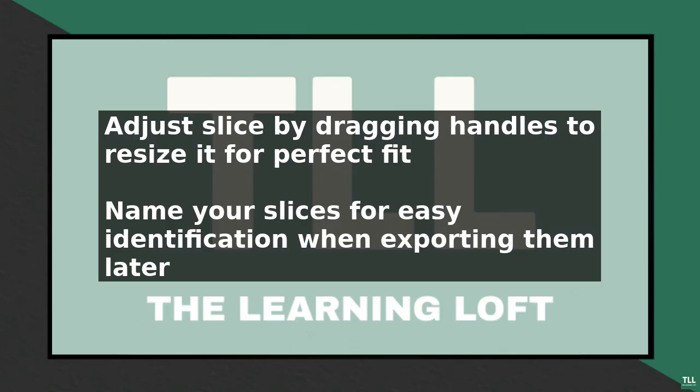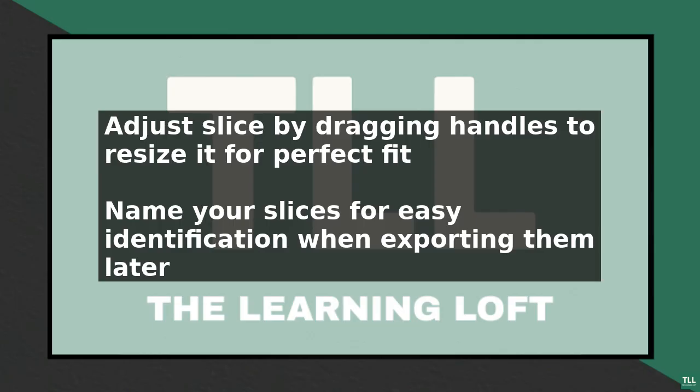a dotted line. You can also use the keyboard shortcut to access the Slice tool by pressing S on your keyboard. With the Slice tool selected, click and drag over the area you want to slice. You can adjust the slice by dragging the handles to resize it.